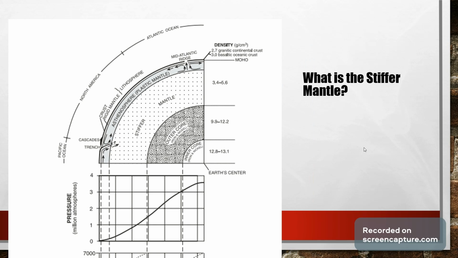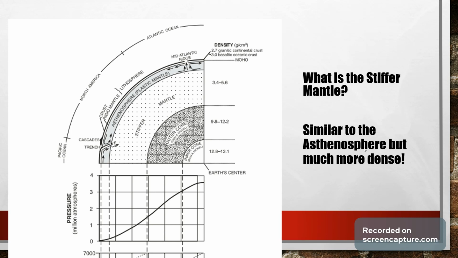Okay, so far we've talked about the crust and the asthenosphere. So we've talked about the lithosphere and the asthenosphere. We're going to still dive a little deeper and talk about the stiffer mantle. It is similar to the asthenosphere. However, it's much more dense, so it doesn't move like the asthenosphere does. Here it is labeled in your diagram. It is with the dots surrounding the stiffer mantle in the label.